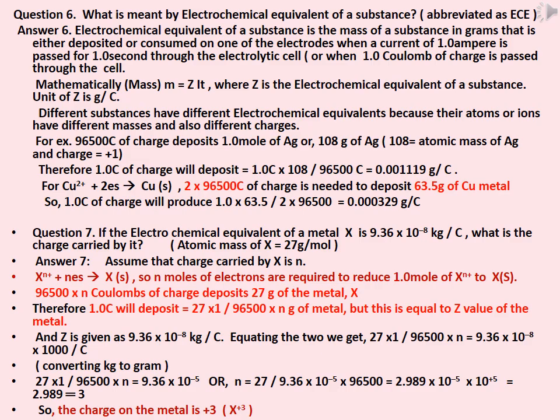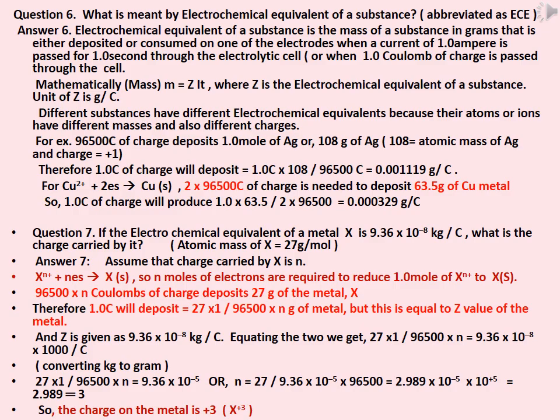Question number 6. What is meant by electrochemical equivalent of a substance? It's abbreviated as ECE. The answer is: electrochemical equivalent of a substance is the mass of a substance in grams that is either deposited or consumed on one of the electrodes when a current of 1 ampere is passed for 1 second through the electrolytic cell. We know that 1 ampere into 1 second is 1 coulomb.